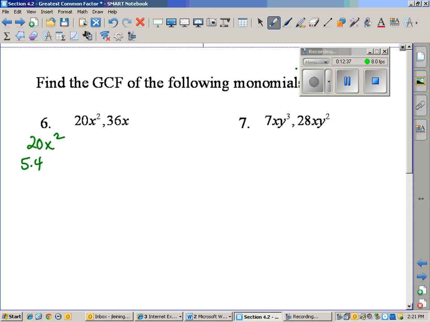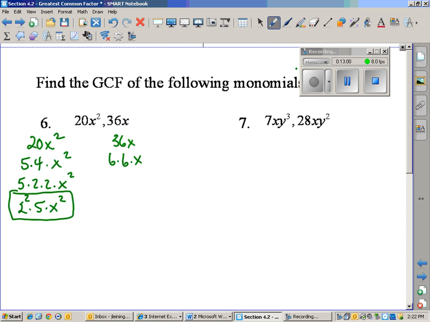I'll do 5 times 4 times x squared, 5 times 2 times 2 times x squared, and now I'm going to write my numbers first, smallest to biggest, and variables come last. Box it up. And let's do 36x. I'll start with 6 and 6, bring down the x, 3 times 2 times 3 times 2 times x. That's 2 squared and 3 squared. And the old x comes down. Don't forget your x. That's the easiest way to make a mistake, is to forget your variables.